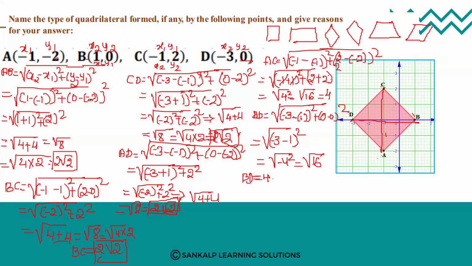Observe carefully. AC is 4. BD is also 4. AD and BC, AC and BD are equal here. That means both the diagonals are equal and all the sides are equal. That means when all the sides and two diagonals are equal, we can say that ABCD is a square. Why? Because all sides are equal. Not only sides, two diagonals are also equal. That is AC and BD. Therefore, ABCD is a square. Okay.